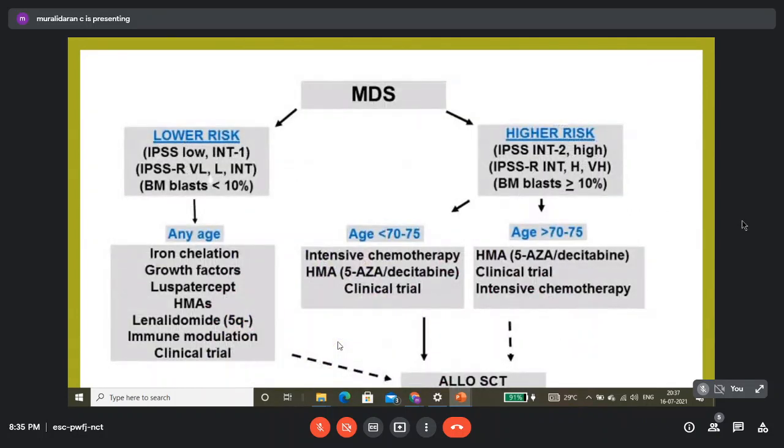So the last slide: in any given MDS patient, we categorize the patient as lower risk or high risk based on IPSS criteria. In lower risk patients, we will generally give growth factors, luspatercept, hypomethylating agents, or lenalidomide. In higher risk patients, most will require allogeneic stem cell transplantation. To bridge that, we might give some cytotoxic therapy in the form of decitabine or azacitidine, or some chemotherapy can be given based on comorbid status. Then once the patient achieves remission, we take them for allogeneic stem cell transplantation.